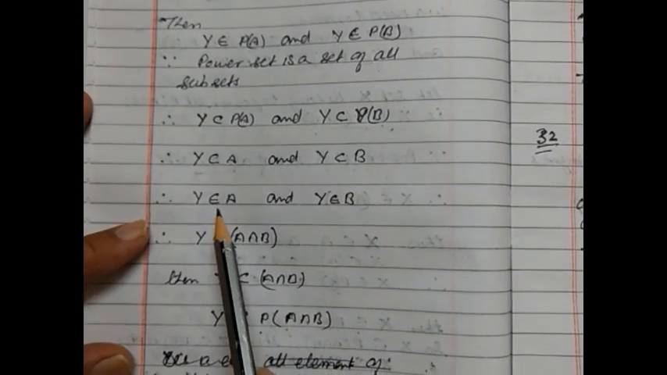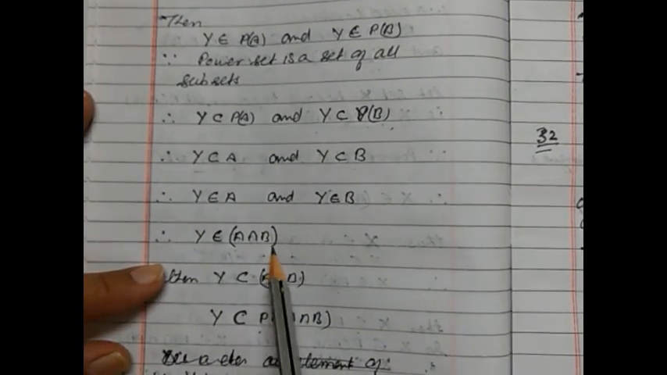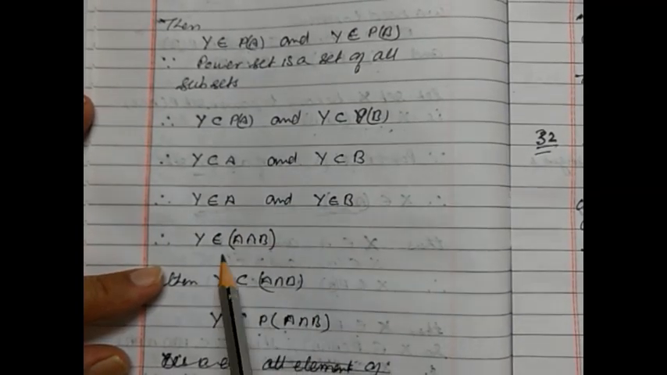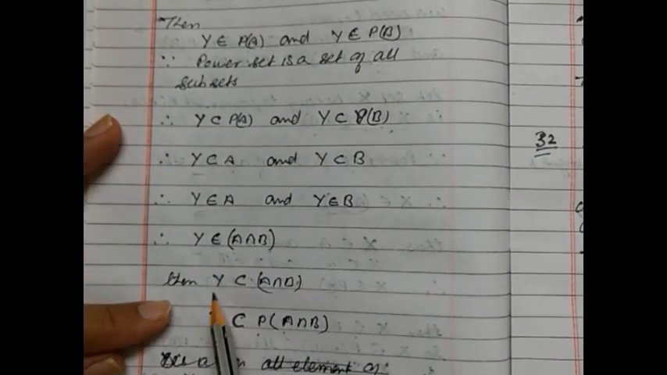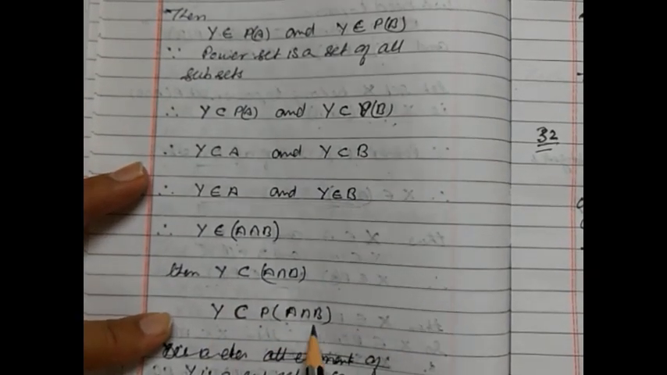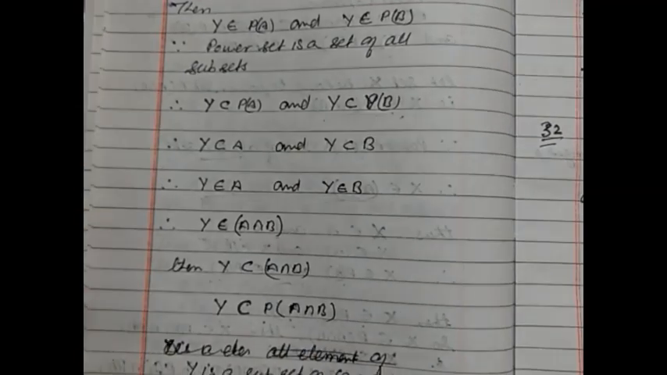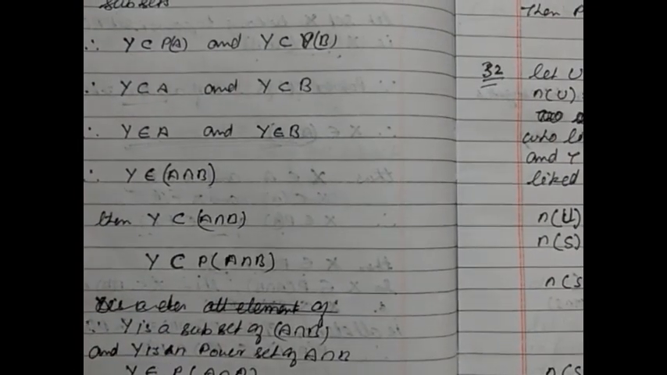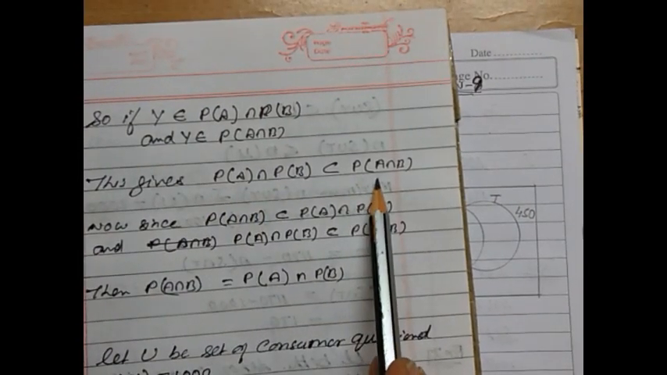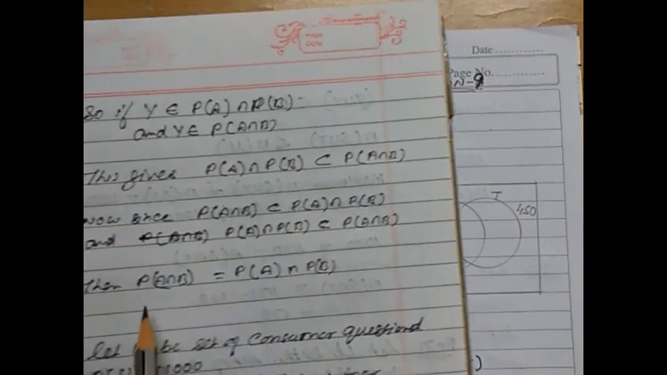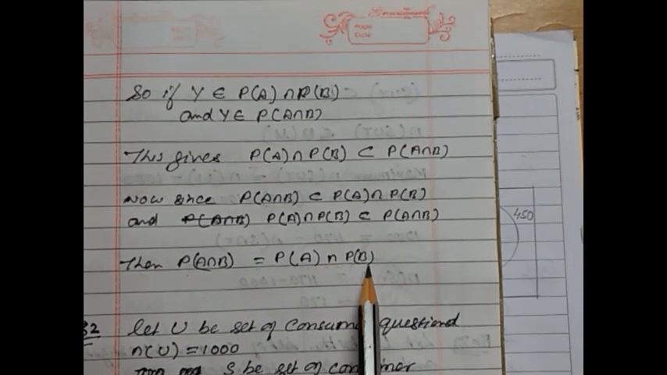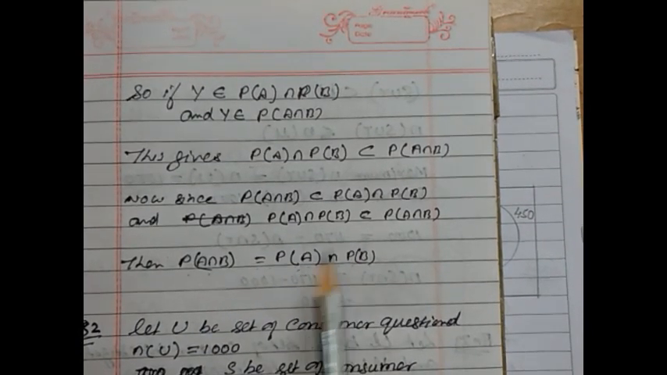So Y belongs to A, Y belongs to B, so then Y belongs to A intersection B. When Y belongs to both of them, it is the common part. So Y belongs to A intersection B, so Y is a subset of A intersection B, and Y belongs to power set of A intersection B. This way you prove that both are subsets of each other. When they both are subsets of each other, we say that the power set of A intersection B is equal to power set of A intersection power set of B. So this way we prove it.